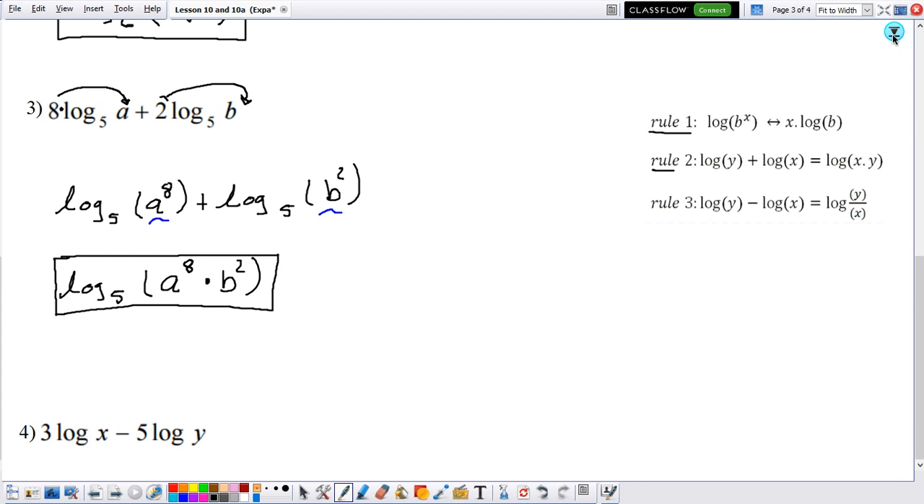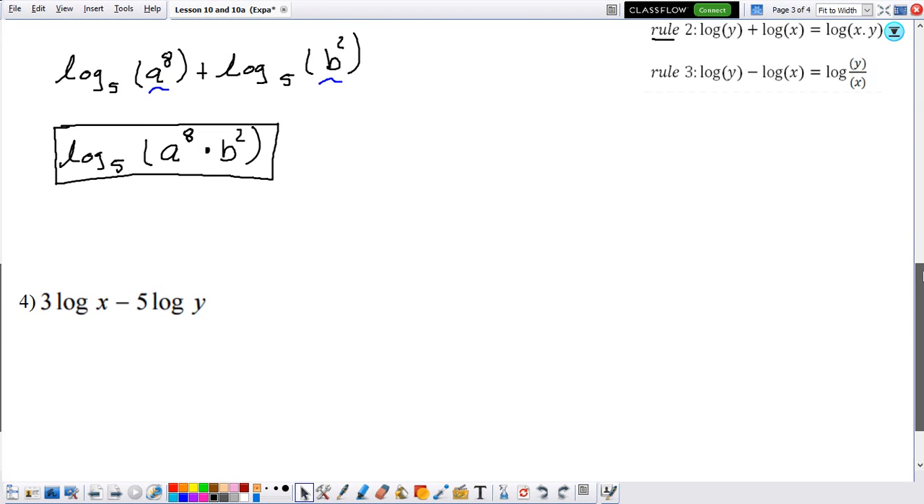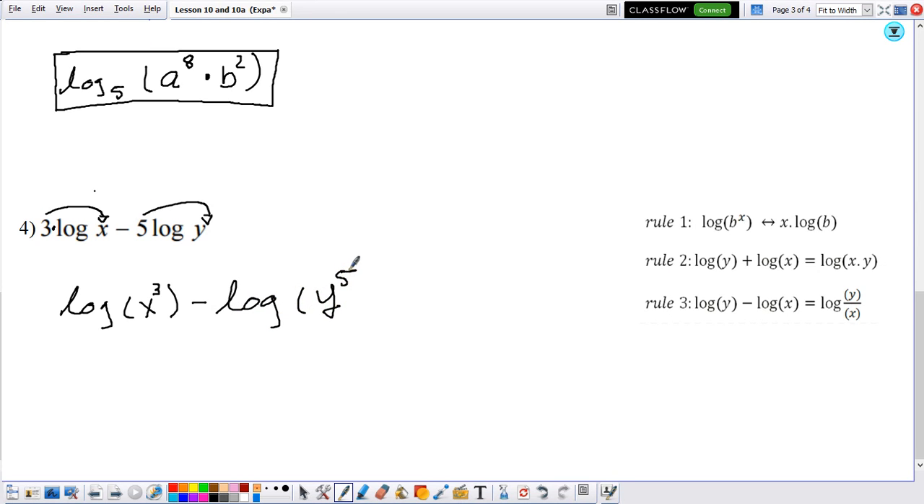So lastly, let's look at example 4. In example 4 here, again, the first thing you want to do is notice if you have any number or any coefficient in front of the logarithm, which we do. Here we have a 3. So because of rule number 1, we can bring this 3 as an exponent. So now we have log of x to the third, minus this 5, we can bring this as an exponent. So now it becomes log of y to the 5th.